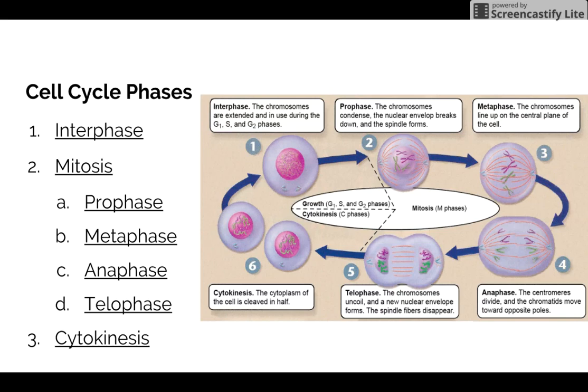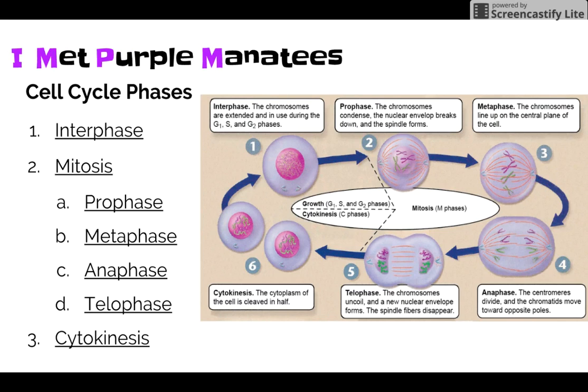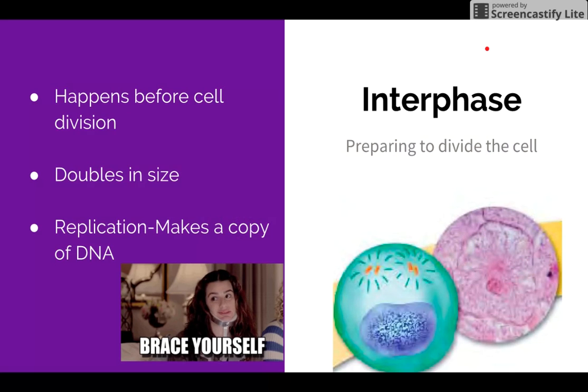So let's take a look at what I came up with. I met purple manatees at the circus. Interphase, mitosis, prophase, metaphase, anaphase, telophase, cytokinesis. Okay? Bada boom, bada bang.